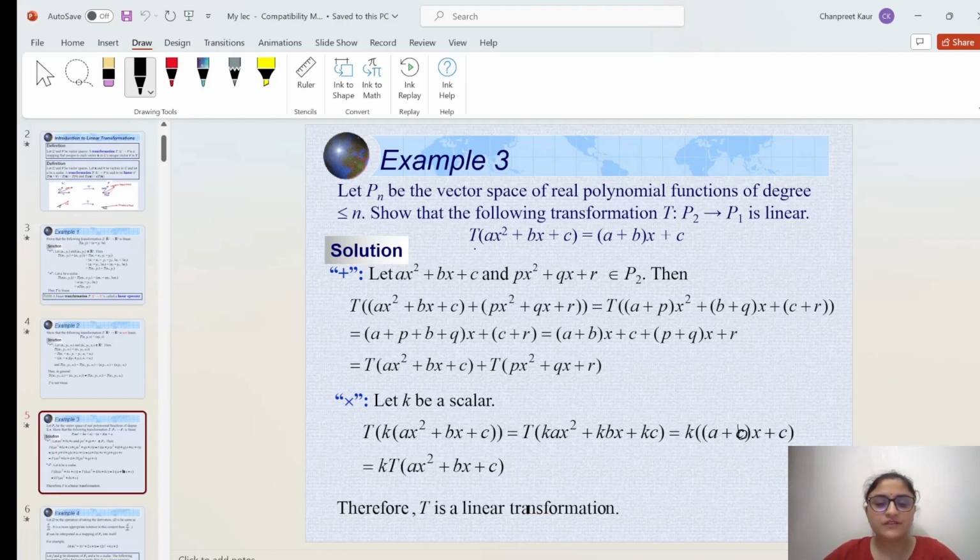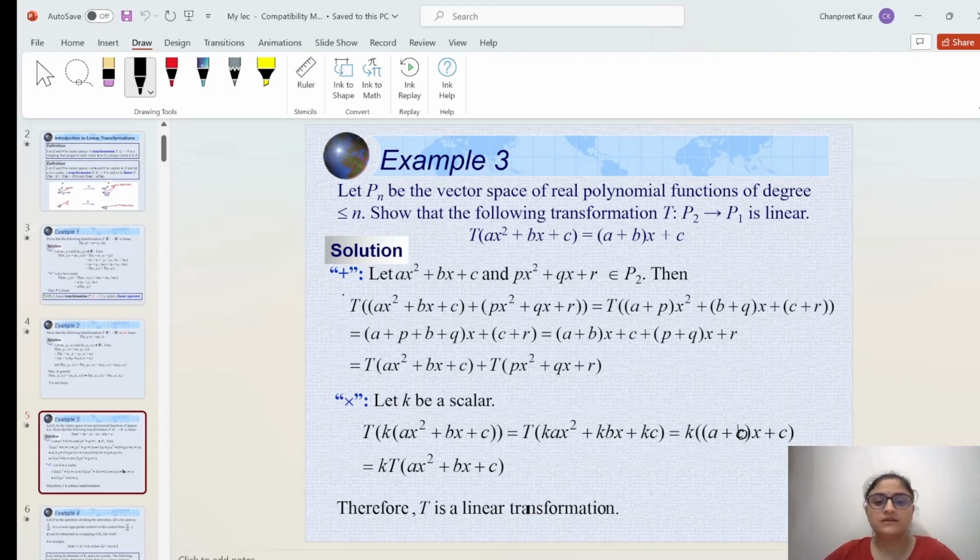So what is the action of T? T applied to ax square plus bx plus c is (a plus b)x plus c. So basically we are collecting the coefficients of the quadratic and linear term, adding them, and multiplying it with x, and the constant term is kept as it is.